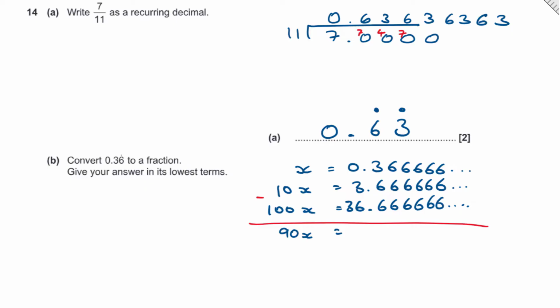And I hope you can see that if I subtract 3.6 recurring from 36.6 recurring, then my recurring decimal part is going to disappear from both, and I'm left with 36 subtract 3 then, aren't I, which is going to be 33. So that means that 90x has got to be 33. So x, just dividing both sides by 90, is going to be 33 over 90.